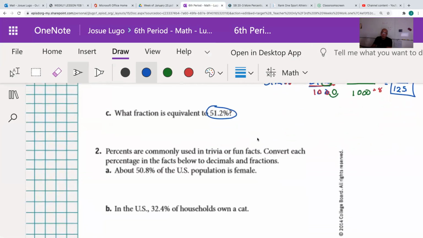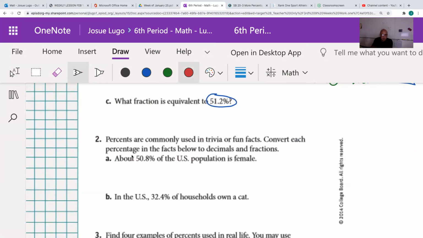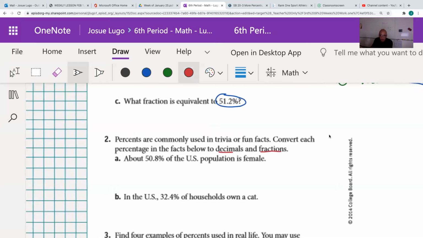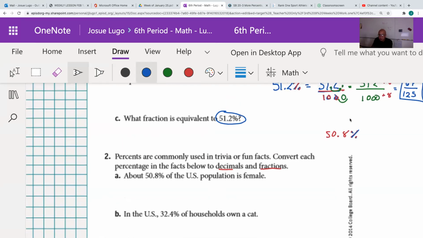All right, let's do the same thing for number 2, but this time we have to change it to a decimal and to a fraction. Now, to a decimal should be no surprise to any of you. You simply take 50.8%. Even though there's a decimal, ladies and gentlemen, this is considered a percent because it has a percent symbol right here. So I'm going to do my Dr. Pepper, decimal and percent.